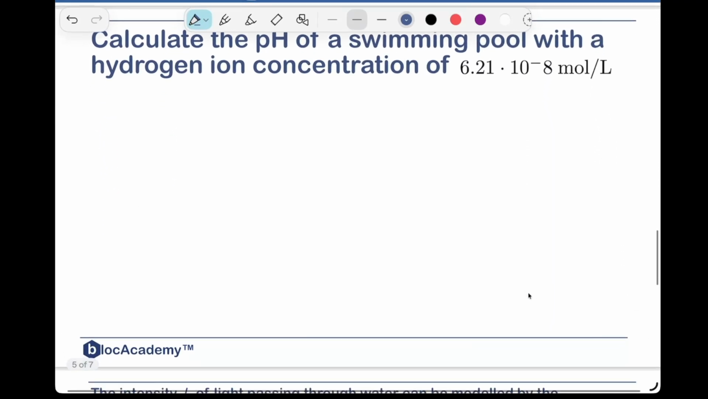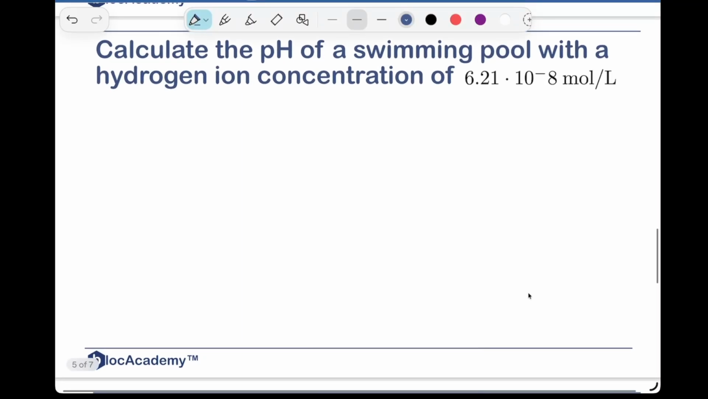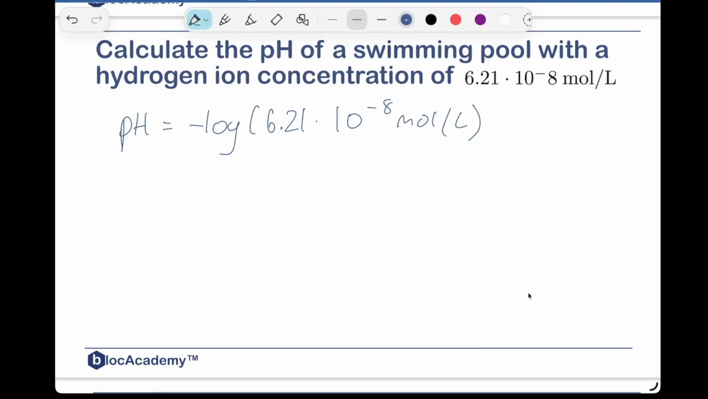Now let's calculate the pH of a swimming pool with a hydrogen ion concentration of 6.21 times 10 to the power negative 8. We know pH is going to be equal to negative log of whatever concentration we have. And it's going to be 6.21 times 10 to the negative 8 mole per liter. This can be identified as 7.207 pH.